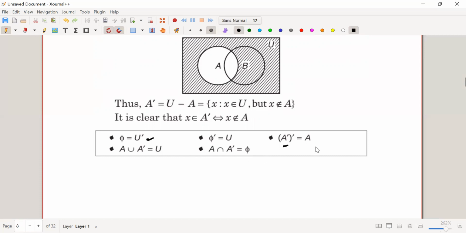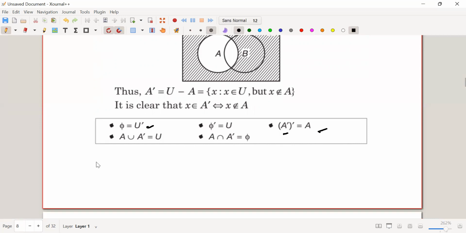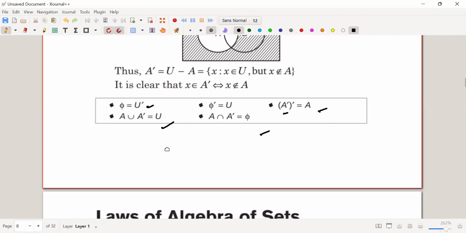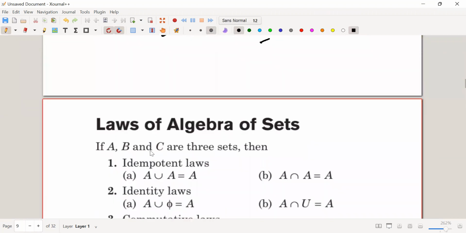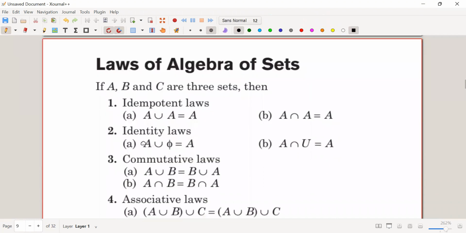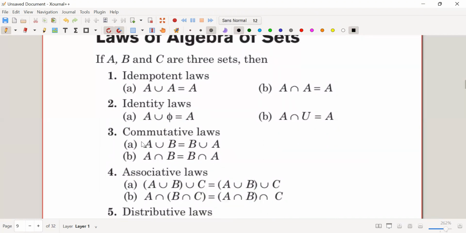A complement, whole complement gives A. A union A complement is the universal set. A intersection A complement is always an empty set. All right. Laws of algebra of sets.